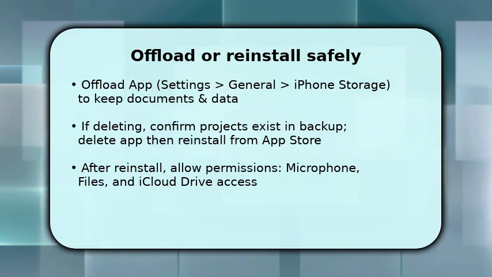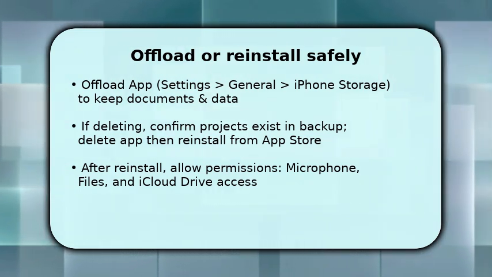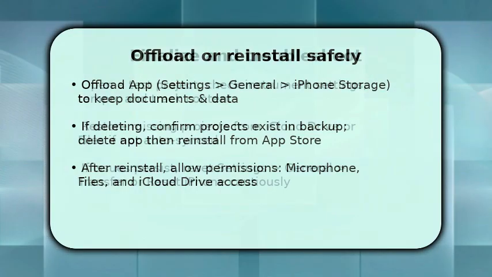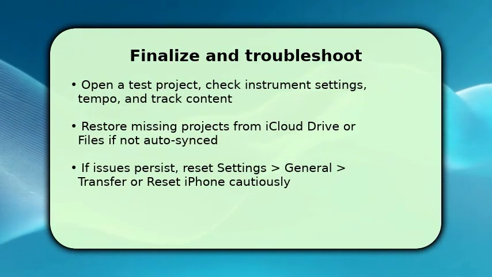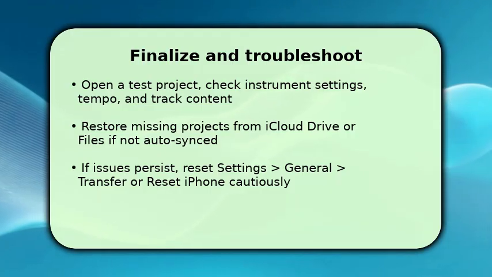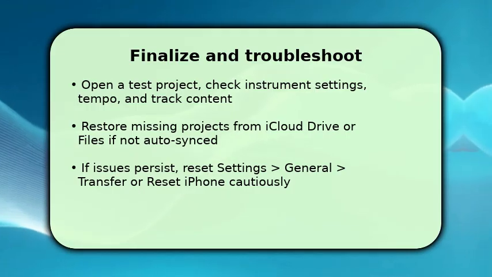Finally, open GarageBand and load a test project to verify instruments, tempo, and track content are correct. If projects didn't appear automatically, import them from iCloud Drive or Files. Make sure iCloud Sync is enabled in Settings for GarageBand.